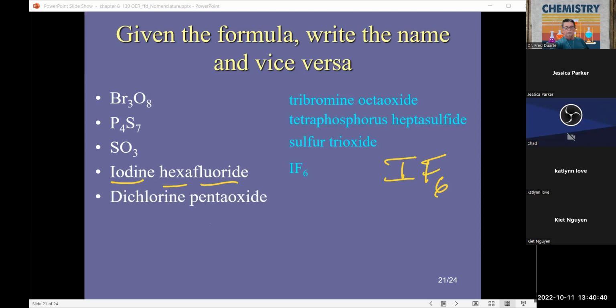And then now you're being asked to, again, give the formula. So we work it backwards. You got chlorine and then oxide. So Cl and then the oxide, and then go back and do the prefixes, 2 chlorines, di, and 5 oxides. So its formula will be Cl2O5.